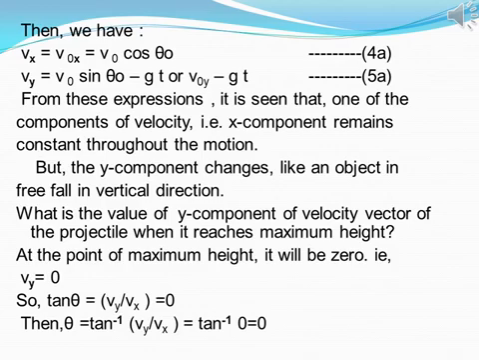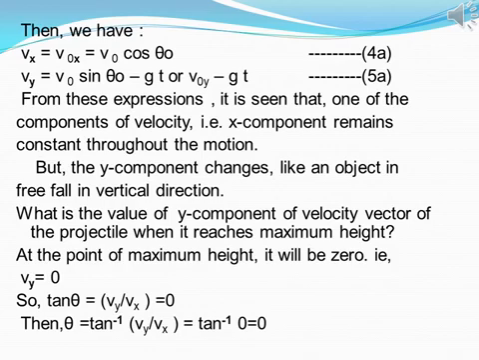From these expressions, it is seen that one of the components of the velocity vector, that is the x component, remains constant throughout the motion, but the y component changes, like an object in free fall in the vertical direction. How can you understand this? You have to examine the expressions 4a and 5a.